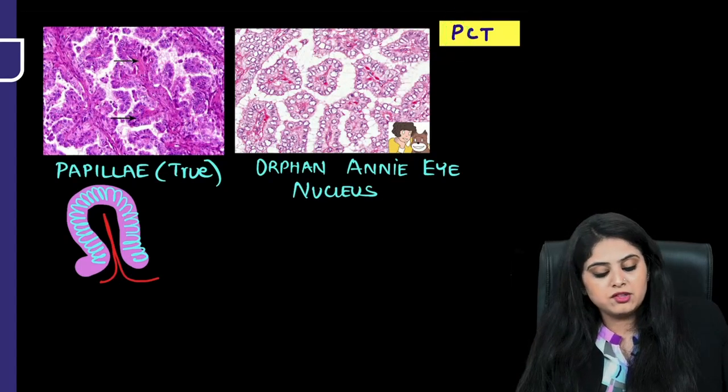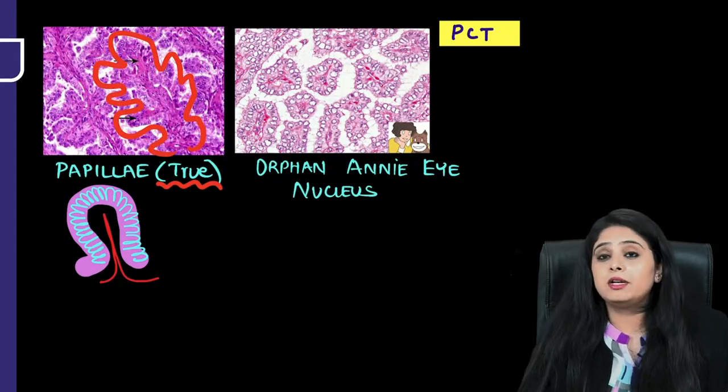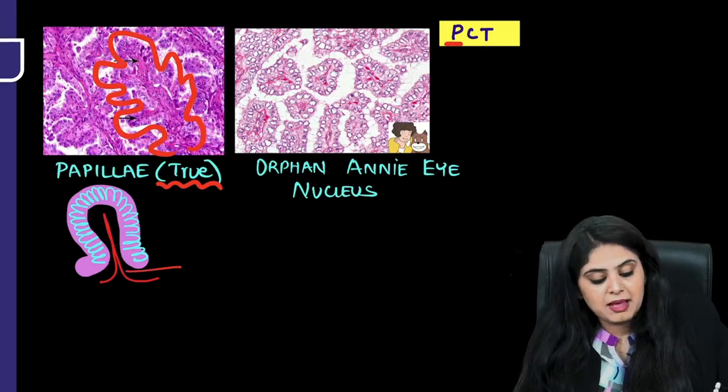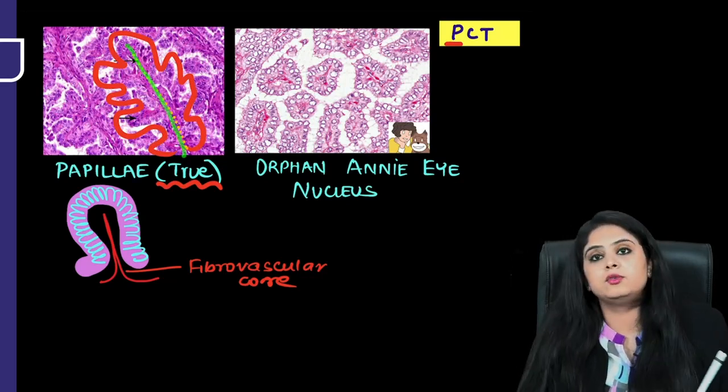Papillary carcinoma, of course, means papillae will be seen. So I can see one papilla over here, which is a previous year question. But I always say it is a true papilla, not a pseudo papilla. True papilla is seen in papillary carcinoma thyroid. Any papilla that has a fibrovascular core is going to be a true papilla. So you will always see something going inside it. That is a true papilla.